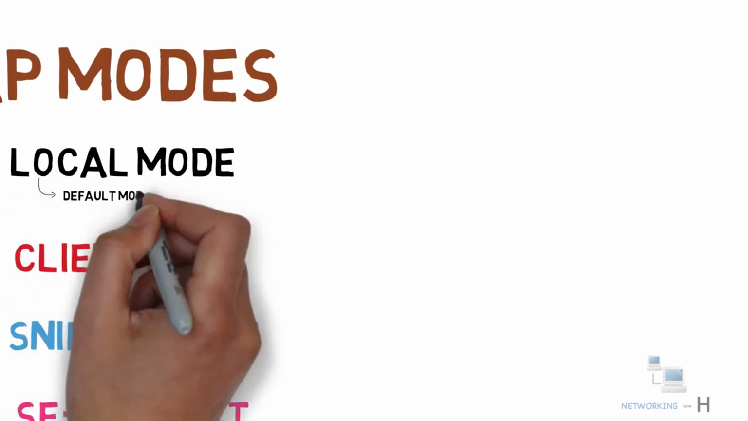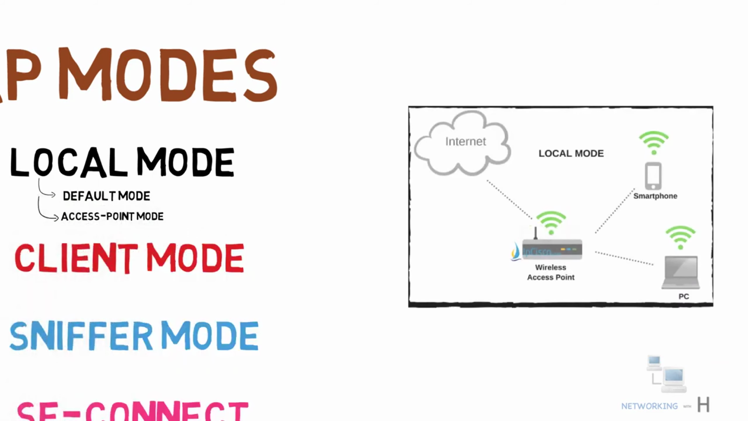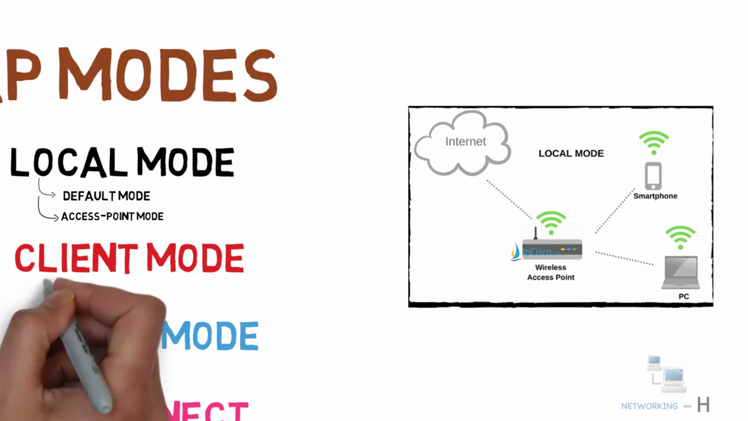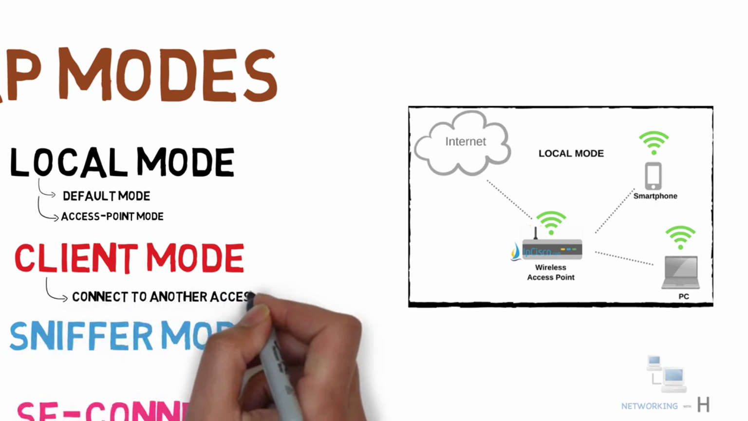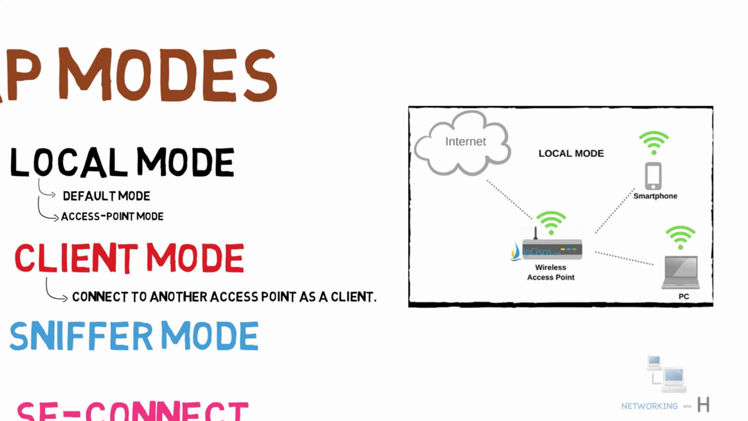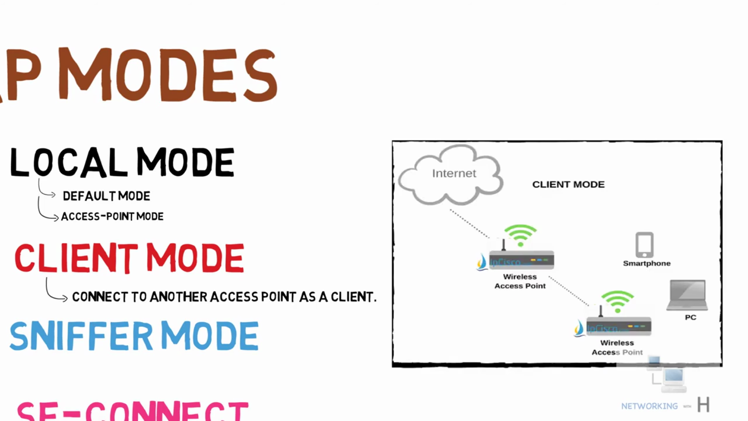Local mode is the default mode and is also known as access point mode. In this mode, clients such as laptops, smartphones, and tablets can communicate with the access point. The next mode we have is client mode. In this mode, an access point can connect to another access point as a client. Client mode can be used in a scenario where, for example, the internet of your company is provided by a remote access point, and to get internet from this remote access point to your area, you can use your access point in client mode.